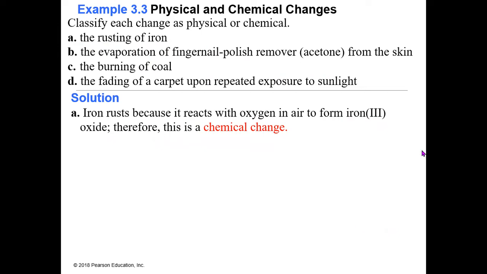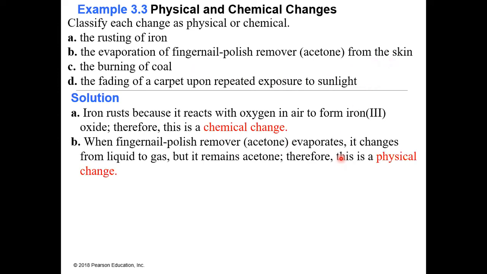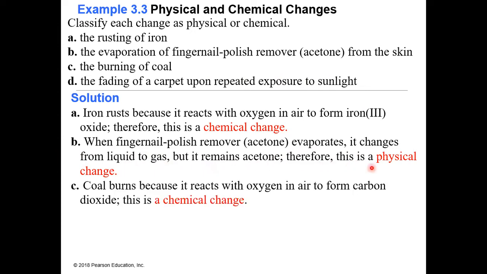B, the evaporation of fingernail polish remover, which is mainly acetone, from the skin. That will be a physical change because it is simply a state change. When fingernail polish remover evaporates, it changes from liquid to gas, but it remains as acetone. Therefore, it is a physical change.